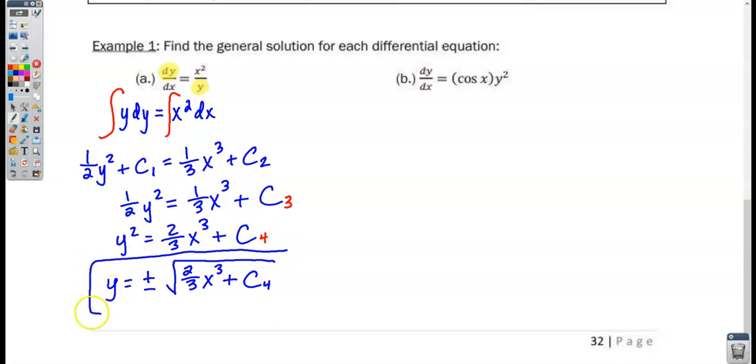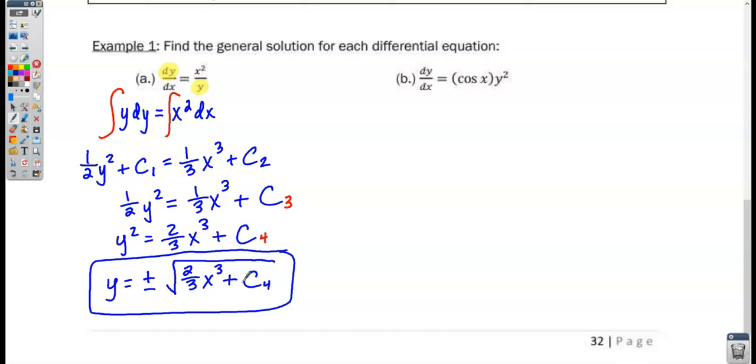And so that would be our answer. Like I said, in general, I'm not going to subscript my c's, so I would end up here with just y equals plus or minus the square root of 2/3 x cubed plus c instead of a c4 there. And that's how we do separation of variables.